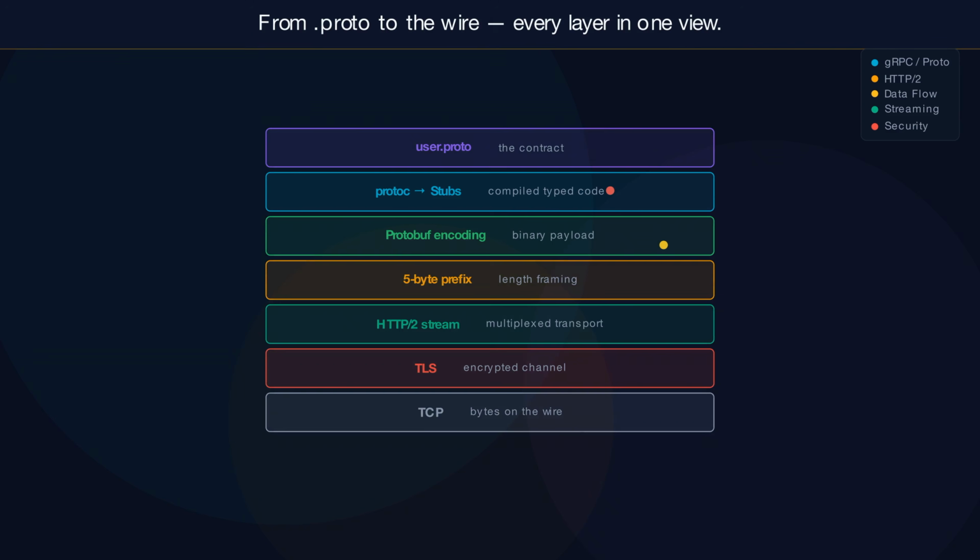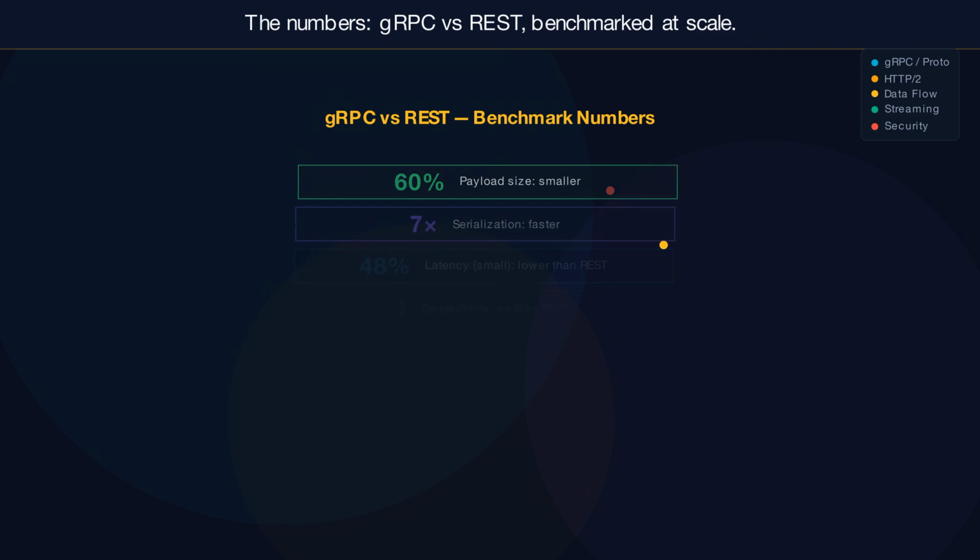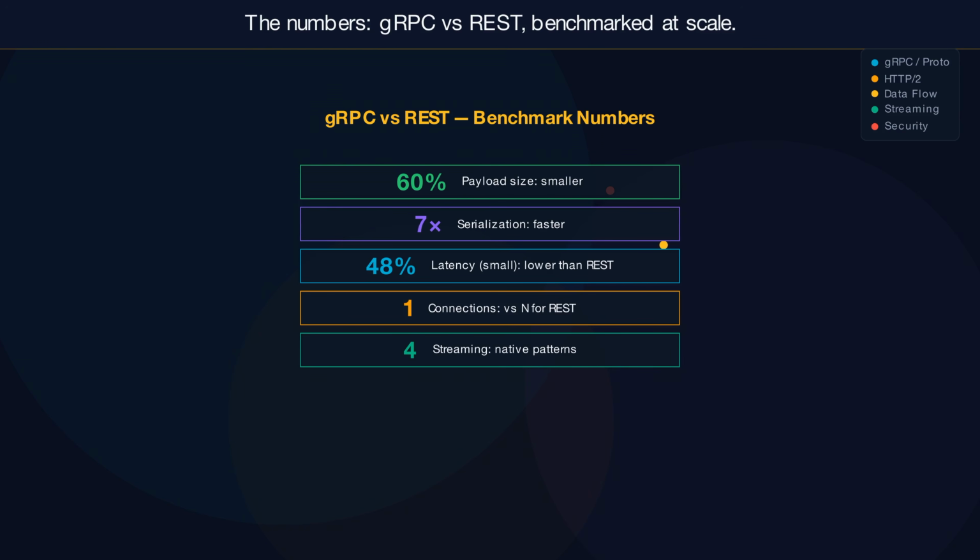The headline numbers. Protobuf payloads are 60% smaller than JSON. Serialization is 7 times faster. gRPC latency beats REST by 48% on small payloads. Streaming patterns out of the box. API contracts enforced at compile time.